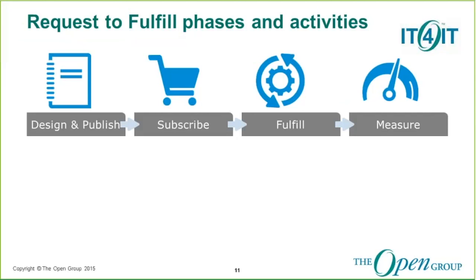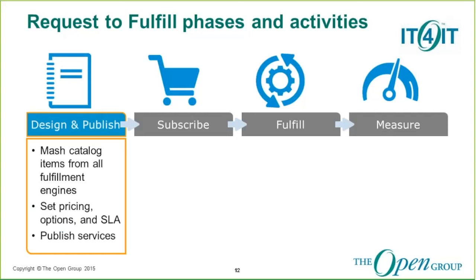This may include orchestration across multiple fulfillment routes, fulfillment engines, and providers. And finally, we have measure, which provides the information to the consumer or the owner of the service, helping them to manage their subscription and control the spending. Now let's drill down a bit further into these phases and discuss the activities that take place in each one of them.